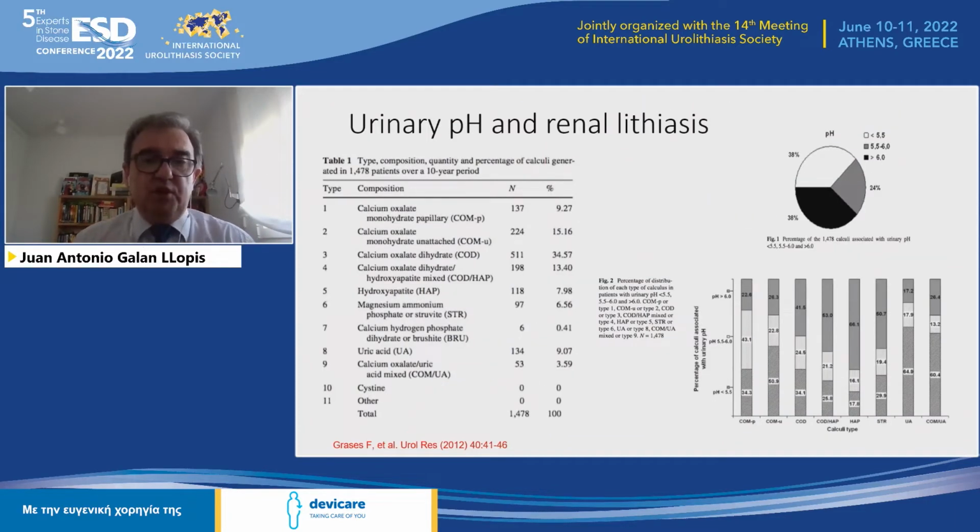The importance of the urine pH and its influence on different stone compositions has been well studied. For example, in this report from Grases and co-workers from 10 years ago, they found alkaline pH in stones containing hydroxyapatite, calcium oxalate dihydrate, and struvite. Meanwhile, calcium oxalate monohydrate and uric acid stones are found to be related with acid pH.